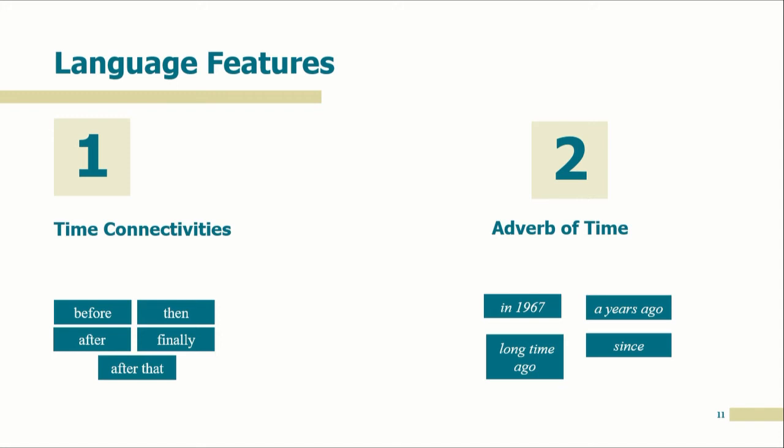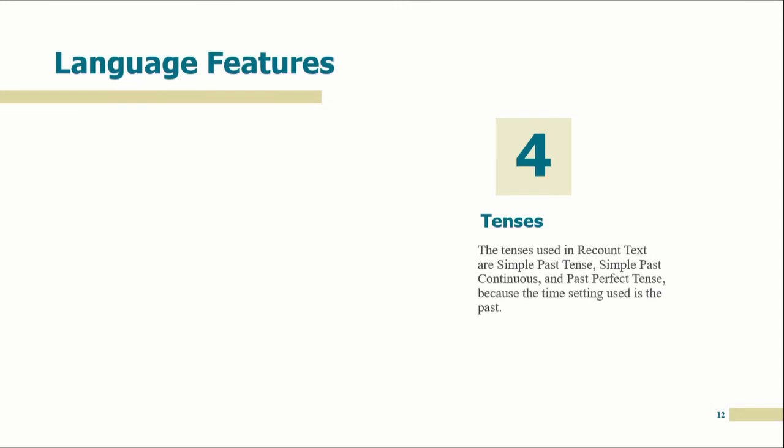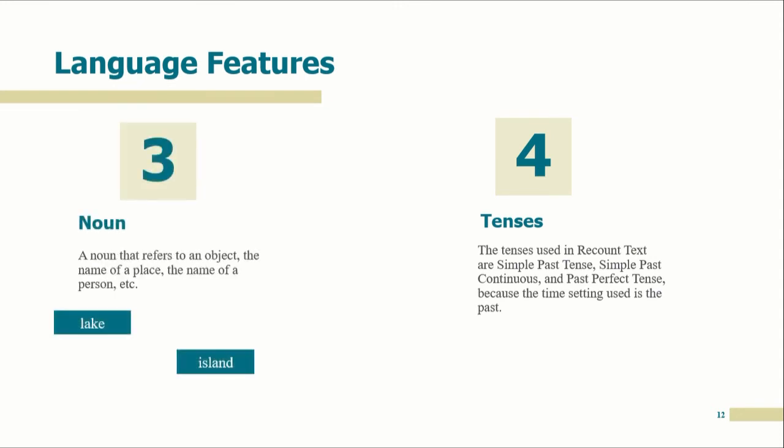The second is adverb of time. In recount text, we will encounter adverbs of time. However, because the time setting of recount text is past, the adverb of time used refers to the past time. Next is noun. Here, a noun refers to an object, the name of a place, the name of a person, and etc. For example, Toba Lake, Sumatra, Bandung, Soekarno, and etc.